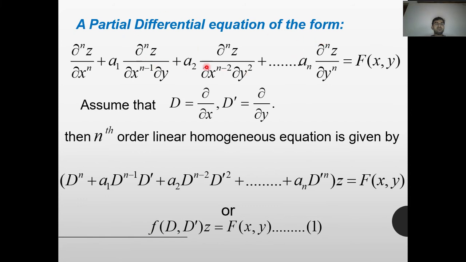Here, this is a partial differential equation of order n. Assume that D is equal to ∂/∂x and D' is equal to ∂/∂y. Substituting ∂/∂x equal to D and ∂/∂y equal to D', we get this equation, which is of the form f(D, D') z is equal to f(x, y), where f is a function of x and y. Equation number 1.